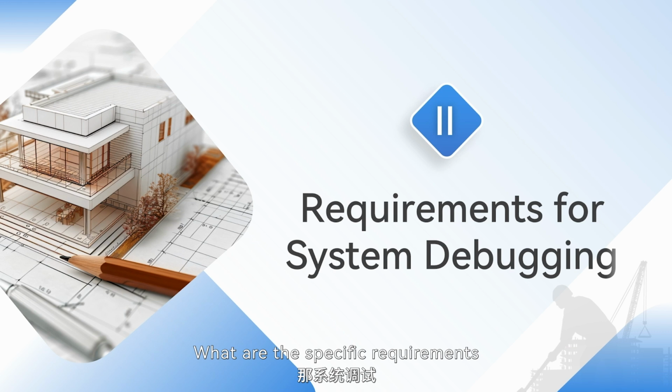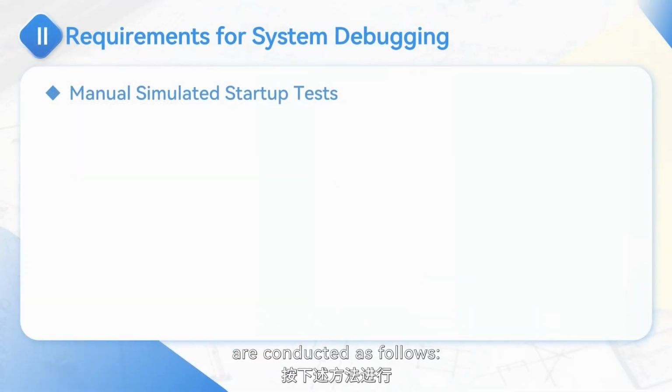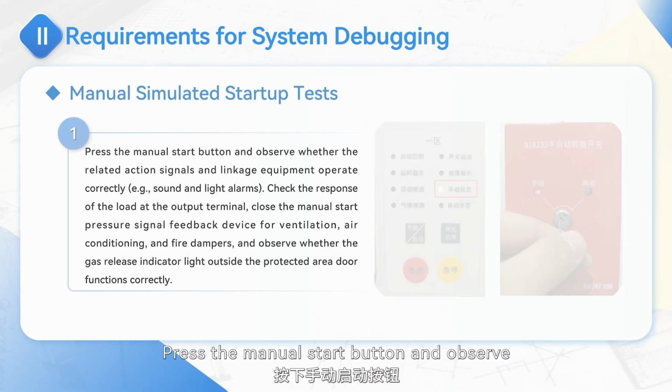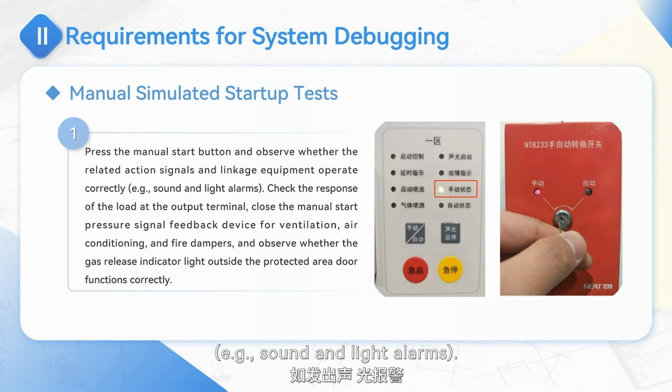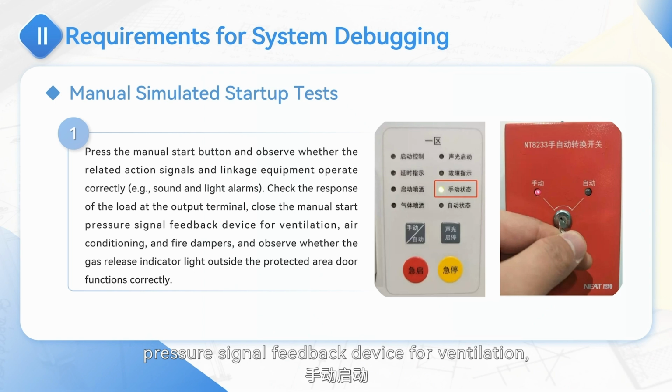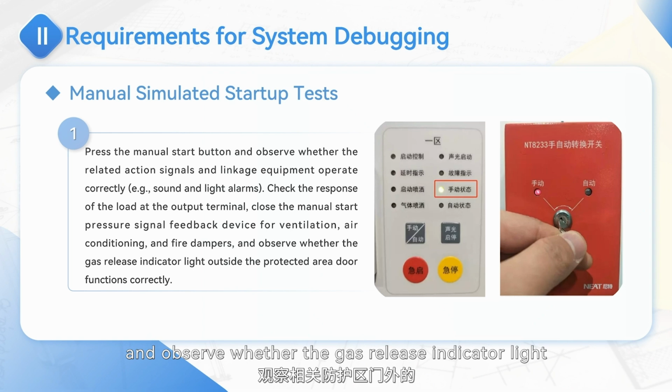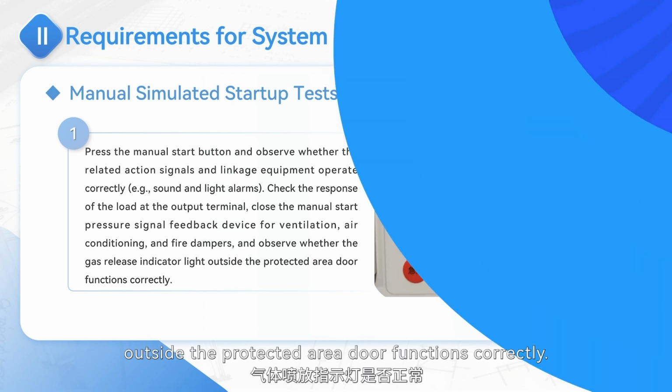What are the specific requirements for system debugging? Let's continue to look at them. Gas fire extinguishing systems are divided into manual testing and automatic testing. Manual simulated startup tests are conducted as follows. Press the manual start button and observe whether the related action signals and linkage equipment operate correctly, e.g., sound and light alarms. Check the response of the load at the output terminal. Close the manual start pressure signal feedback device for ventilation, air conditioning, and fire dampers, and observe whether the gas release indicator light outside the protected area door functions correctly.